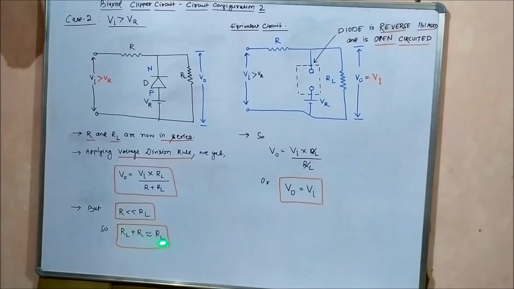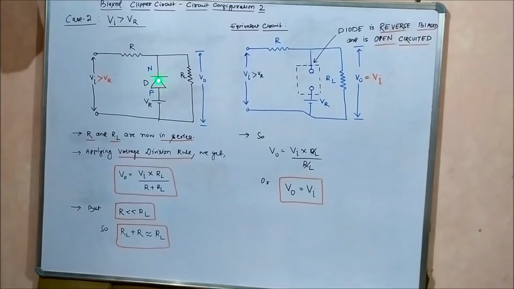When we replace this in the denominator, we get the output voltage equal to Vi into RL by RL. RL cancels from both the numerator and the denominator, and the output will be nearly equal to the input voltage. So we get exactly the same input signal waveform as the output in case 2, where the input voltage is greater than Vr. In case 1, the diode was forward biased.